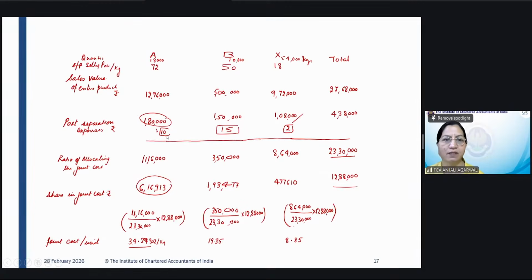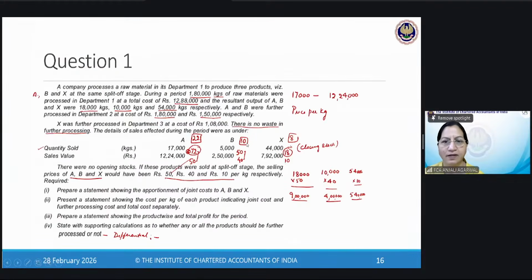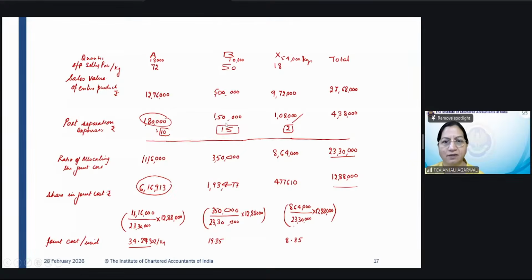And what is the incremental cost? 10. So you are getting 22, you are incurring 10. It will give you a more profit of 12 per kg. For B, incremental revenue is 10, incremental cost is 15. So this product B should not be processed further.